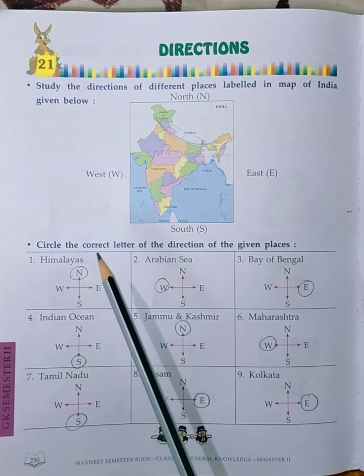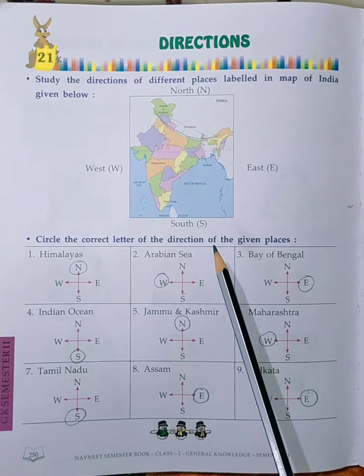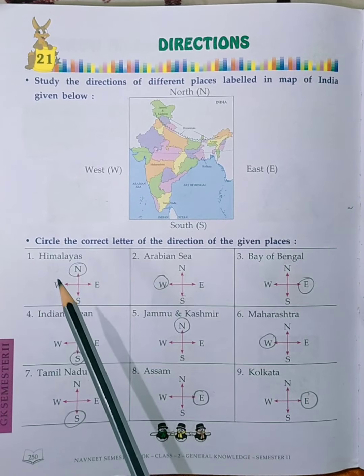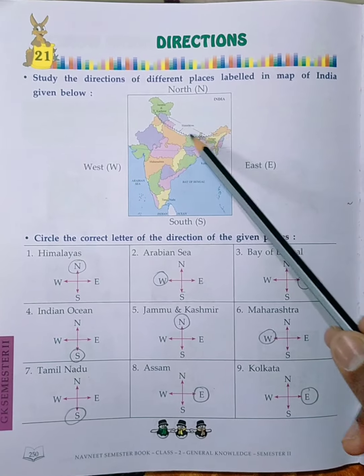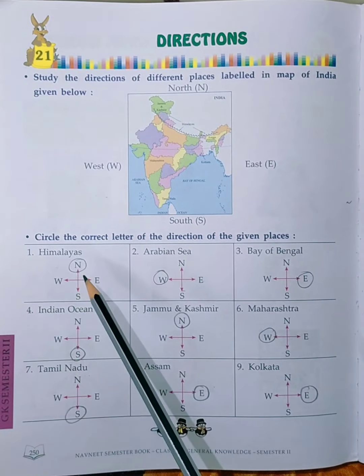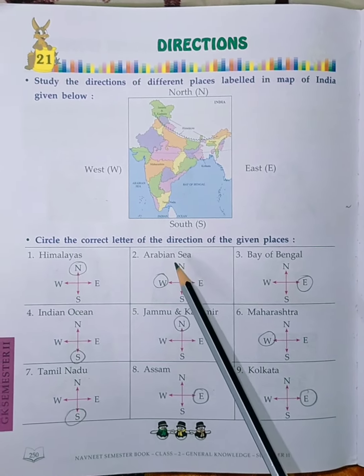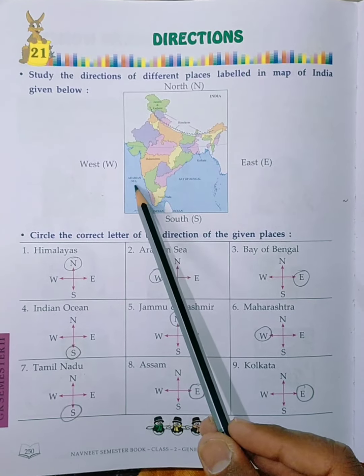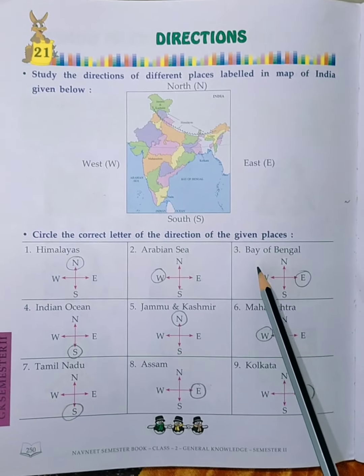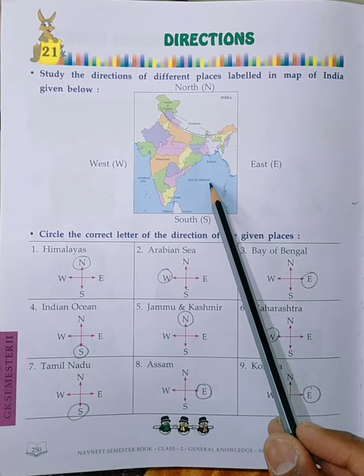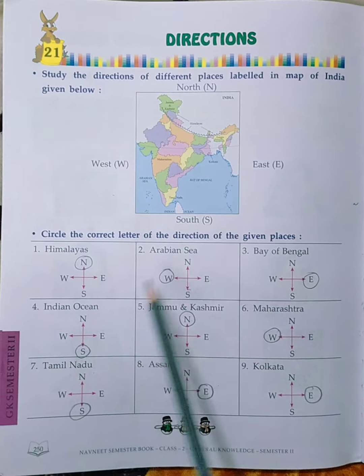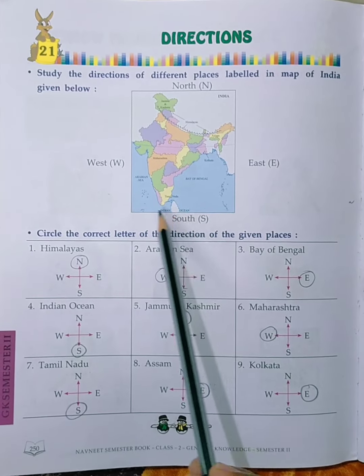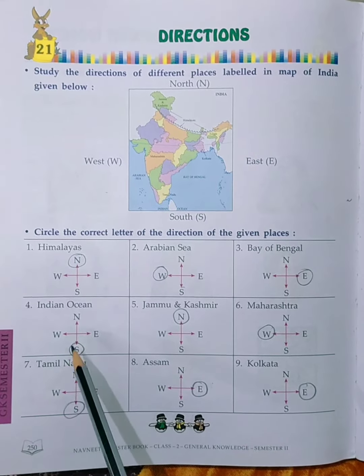Okay, circle the correct letter of the direction of the given places. So first is Himalaya. Where do you find Himalaya? Himalaya is in the north, so you have to circle north. Then Arabian Sea. Where do you find Arabian Sea? In the west. Okay, then Bay of Bengal. This is Bay of Bengal, so you have to circle E. Then Indian Ocean. Indian Ocean is to the south, so you have to circle S.